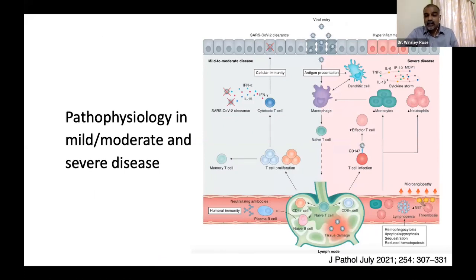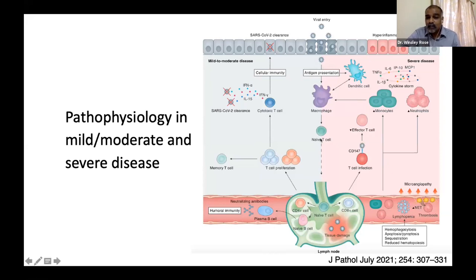This is an important concept to remember. That is, the immunity which happens to COVID-19 could be protective, which means it is lytic to the SARS-CoV-2, which clears the SARS-CoV-2, or the immunity just could go out of hand, and that immunity going out of hand actually leads to the bad cytokine storm, which actually contributes to the increased pathogenesis of the severe disease.